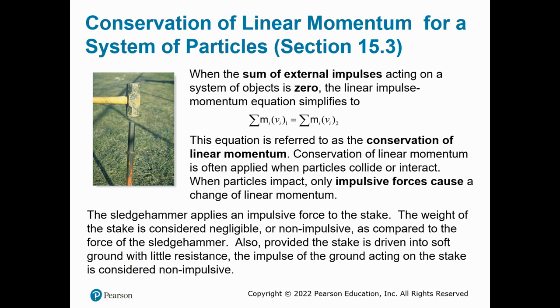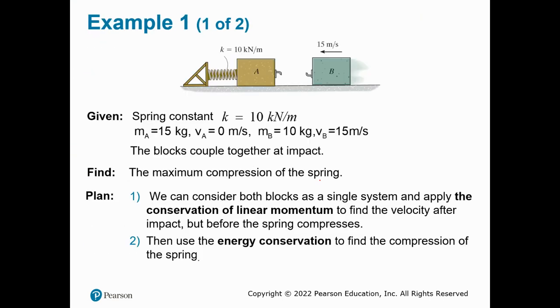When the sum of external impulses acting on the system of objects is zero, then the linear impulse and momentum equation simplifies to sum of m_i v_i1 equals sum of m_i v_i2. So the initial total momentum equals the final total momentum. This equation refers to the conservation of linear momentum. Conservation of linear momentum is often applied when particles collide or interact. When particles impact, only impulsive forces cause a change of linear momentum. So let's take a look at some examples together.